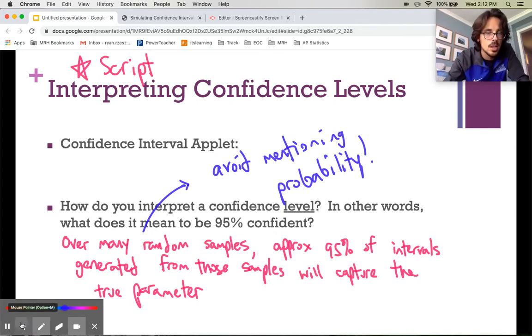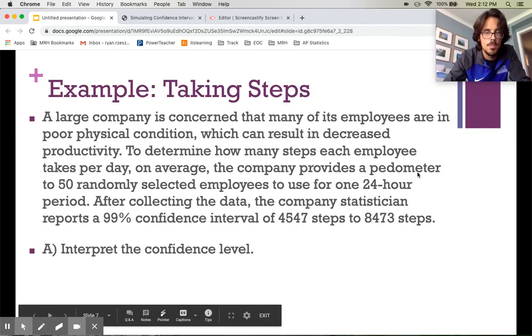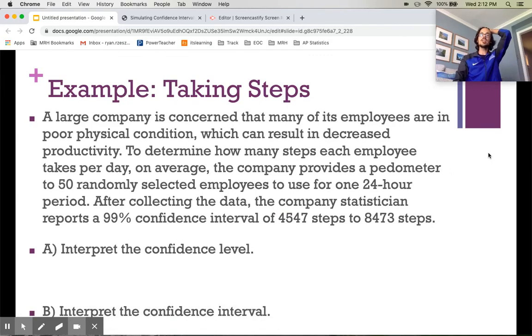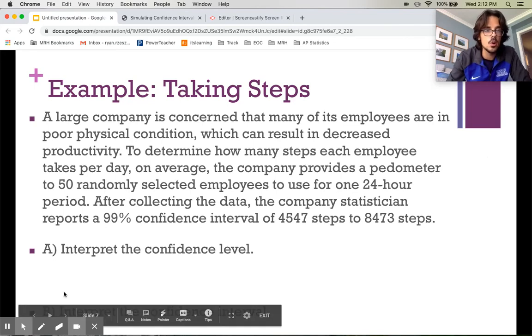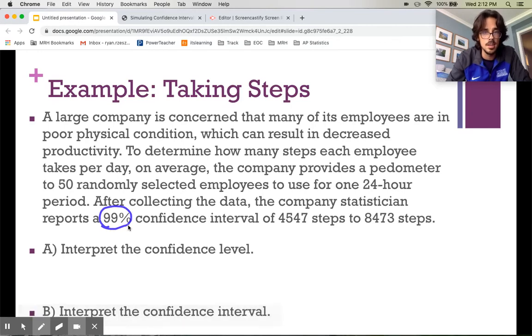And then we're going to close out this lesson with a big example right here where we get to do all the stuff we've been practicing. This time, we're making an interval for the number of steps taken in a day by different employees at this company. And they make their 99% confidence interval this time. Last time it was 95, so now it's 99. They find their interval to go from here to here. Okay? So we are trying to find the average number of steps, and we believe this average is in this fairly large range right here.